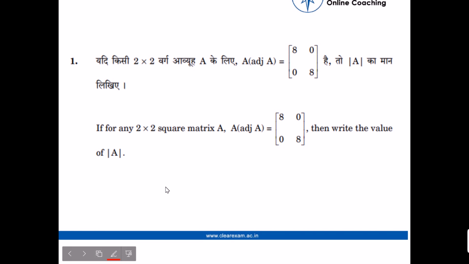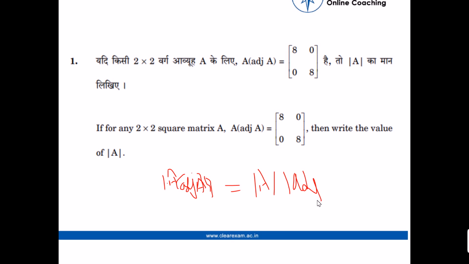As we know, we can take the magnitude of A times adjoint A, which can be written as magnitude A into magnitude adjoint A.